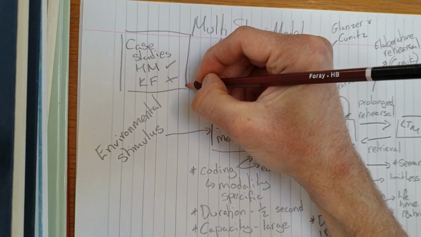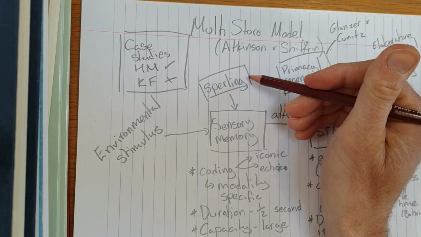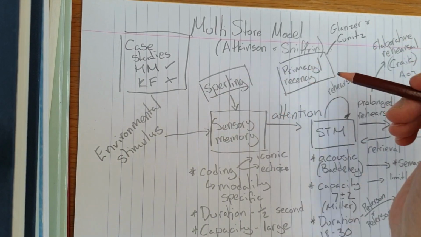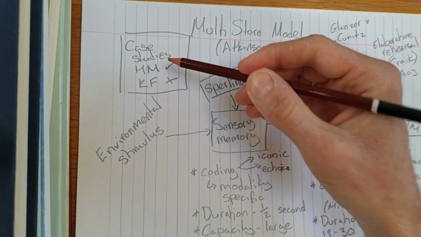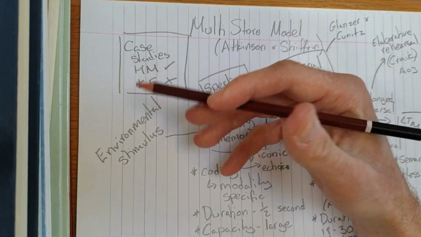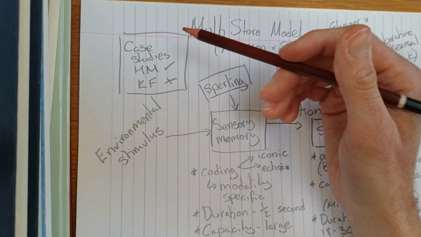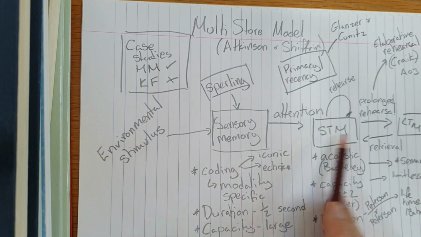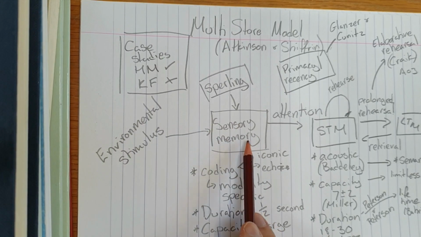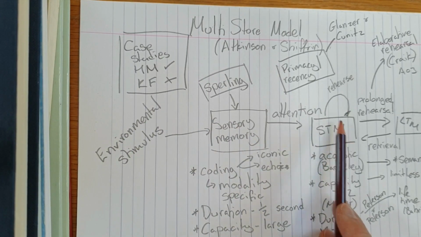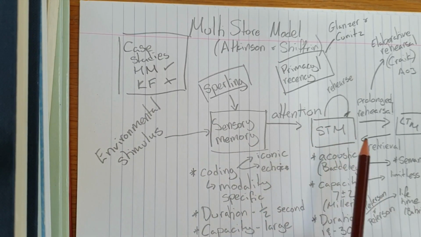What it will be useful for you to do is have a bit of research on Sperling, find out what he did, have a look at the primacy and recency effects by Glanzer and Cunitz, read about HM and KF, and try and think about how HM demonstrates that this model is correct, and think about how KF actually suggests that there are problems with particularly this idea of the short-term memory.